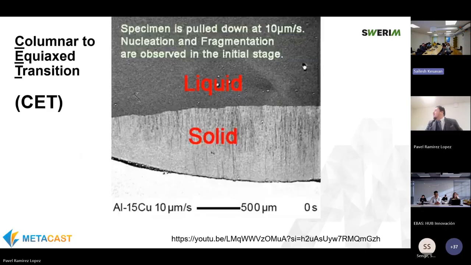Another fascinating point here is to look at the columnar to equiax structure. So it's nice we have it on Friday, no exercises, a lot of movies on Fridays. So bear with me.